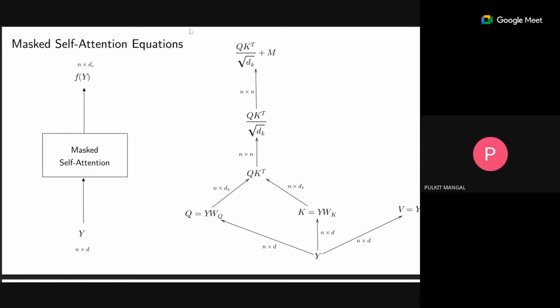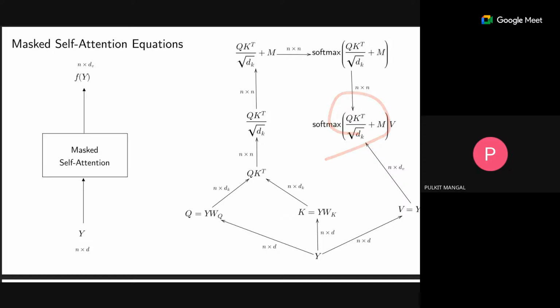Before applying the softmax, you are going to add this mask matrix, which will be kind of an upper triangular matrix, and we'll see soon how it will look. After scaling the dot product, and before applying the softmax, you are going to add this mask matrix M. After that, the rest is the same: you apply softmax and multiply it with V.